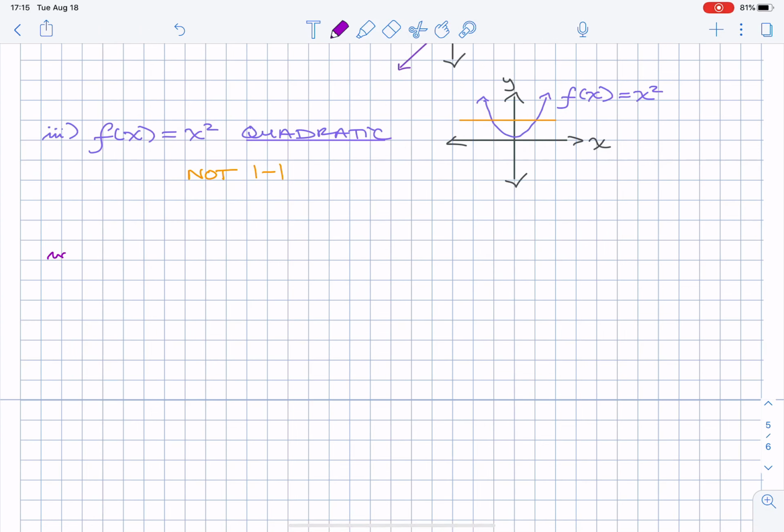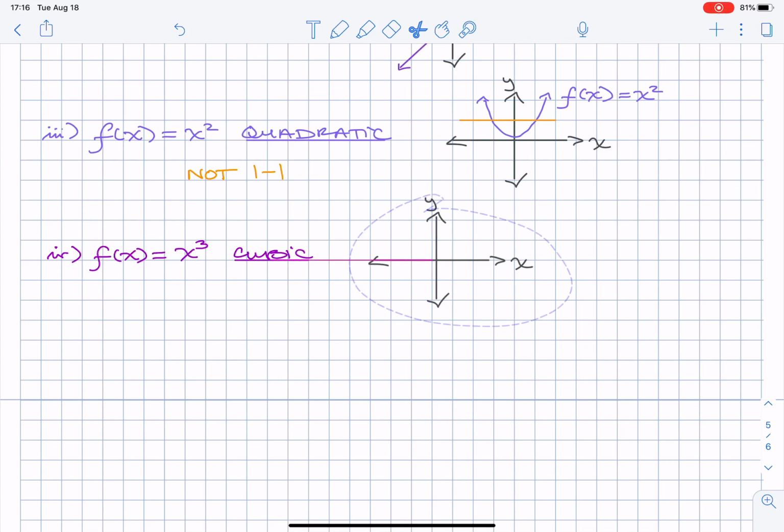Number 4. Let's say we have that f of x is equal to x cubed, which is the cubic function. Okay, so the cubic function is a nice S-shaped graph. It looks something like so. So f of x equals x cubed, and this, you'll notice, does pass the horizontal line test. So this is one-to-one.